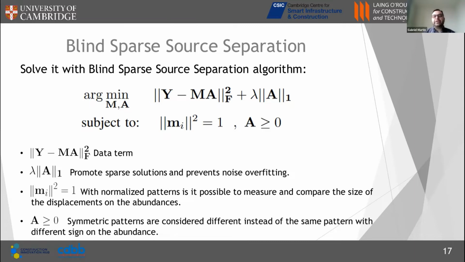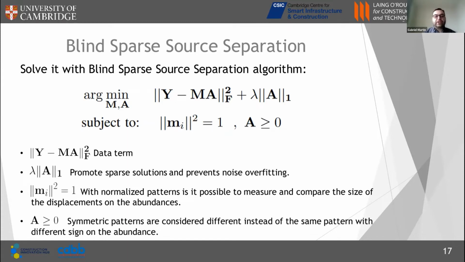What is going to happen is that each point is not going to be affected by all the phenomena at the same time. It's going to be affected only by two or three, or a very reduced number of phenomena at the same time. So that's why this matrix is going to be sparse, and we promote sparse solutions with this term. It is also very good because it prevents noise overfitting, so it works really well with noise, which is the case of this multi-temporal InSAR data.